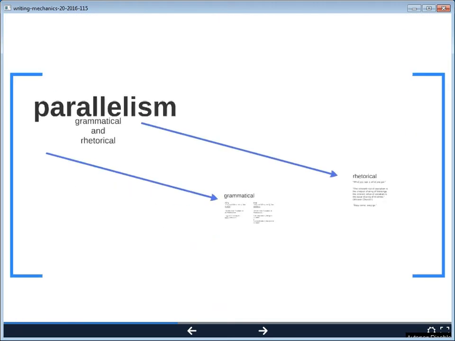Parallelism. Parallelism is an important one. What does parallel mean? The definition of parallel is 2 lines that if they ran forever would never cross, which is a little bit mind-blowing. So the 2 lines in this example are meant to be a visual version of the grammatical and rhetorical error of parallelism. So we have 2 different types, grammatical and rhetorical parallelism.